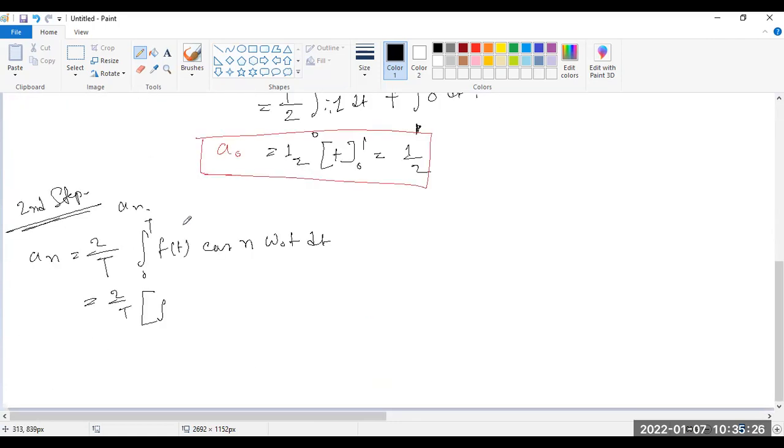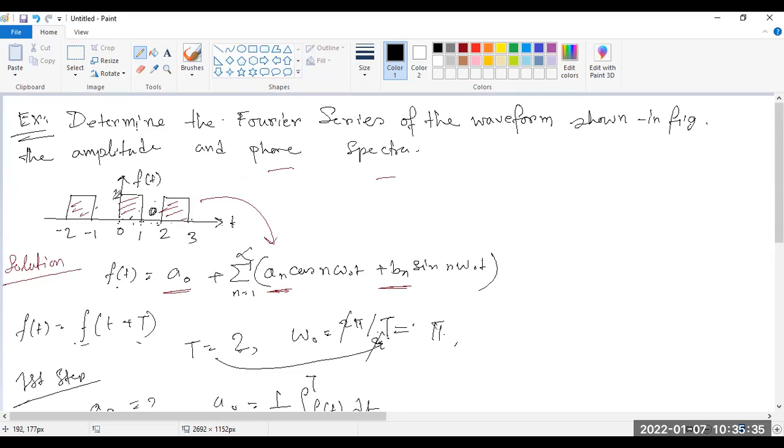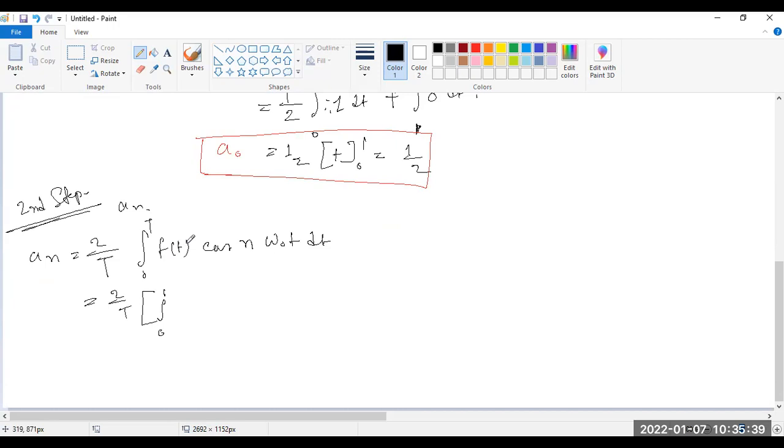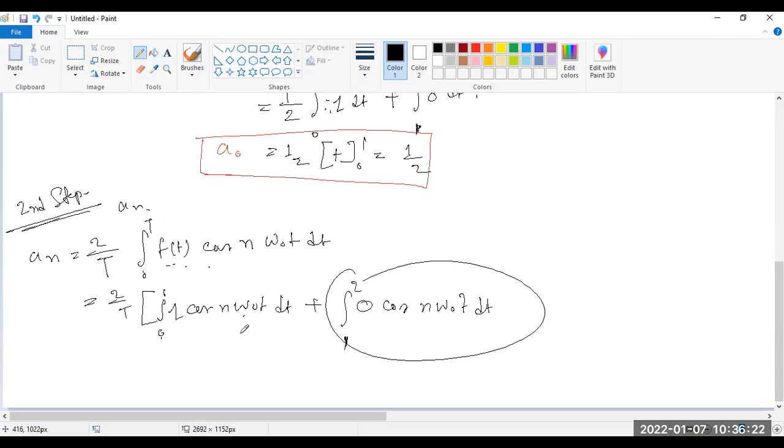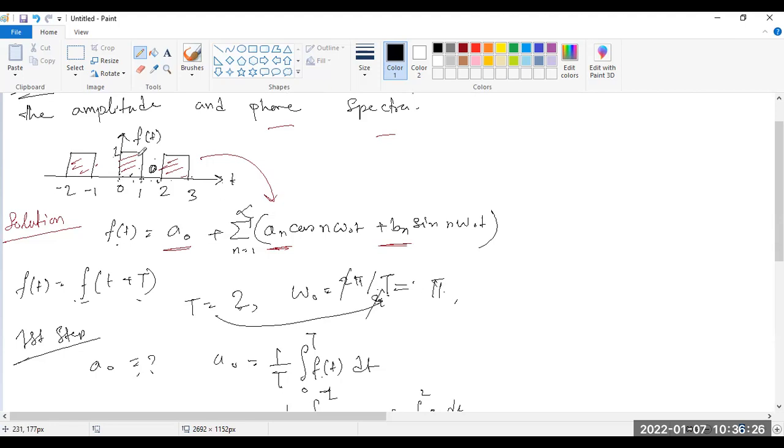From 0 to 1 the amplitude is 1, but from 1 to 2 it is 0. So we have to integrate step by step. From 0 to 1, f(t) is 1, so we integrate cos n omega naught t dt, plus from 1 to 2, where f(t) is 0, so that part is 0. What is the value of omega? The value of omega is pi, because we have decided the frequency is pi.